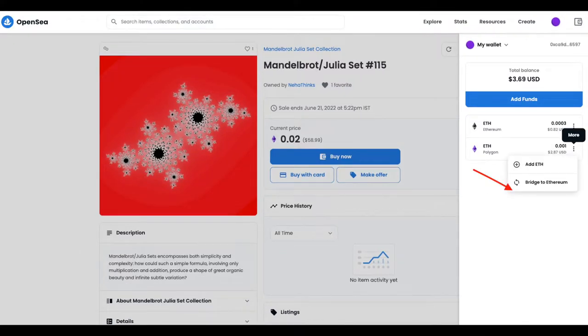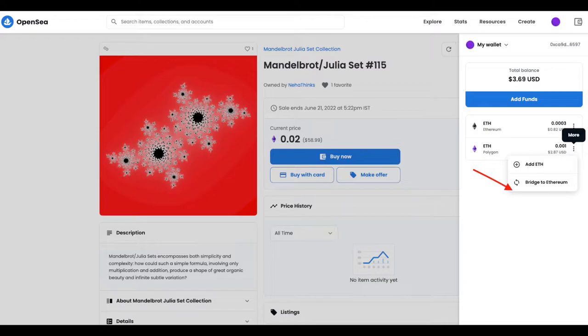Now the reason you don't see wrap option for ETH on Polygon chain is because this ETH on Polygon is actually wrapped ETH. And I know this is pretty confusing, and please watch the video till the end and hopefully this concept will become more clear by then.